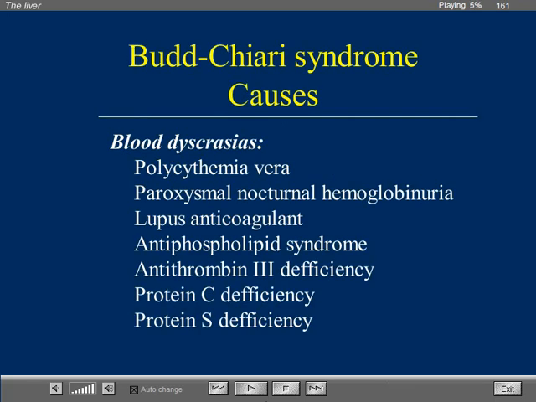Another cause of portal hypertension is the Budd-Chiari syndrome. The causes of Budd-Chiari syndrome start with the blood dyscrasias: polycythemia vera, paroxysmal nocturnal hemoglobinuria, lupus anticoagulant or antiphospholipid syndrome, antithrombin 3 deficiency, protein C deficiency, and protein S deficiency. All these can lead to thrombosis of the hepatic veins.